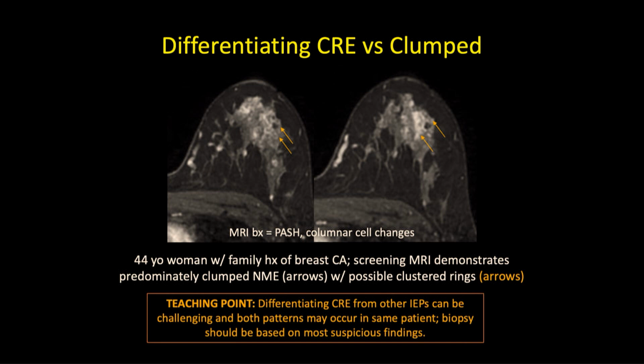This is a 44-year-old woman. She has a family history of breast cancer, and her screening MRI demonstrates predominantly clumped NME, as denoted by the arrows, with some possible clustered ring as well. You can tell that it's difficult to differentiate. However, biopsy is indicated, and this ends up being PASH with some columnar cell changes.